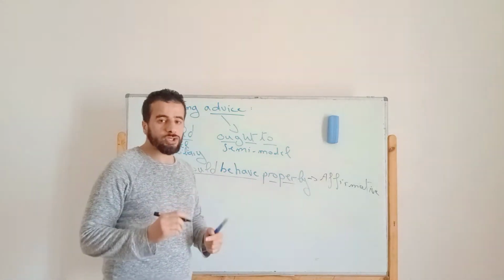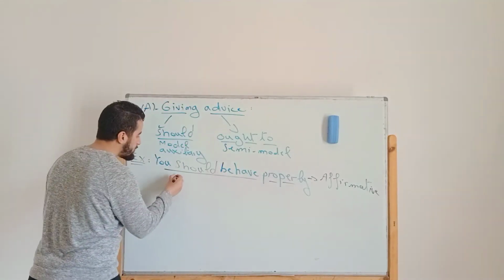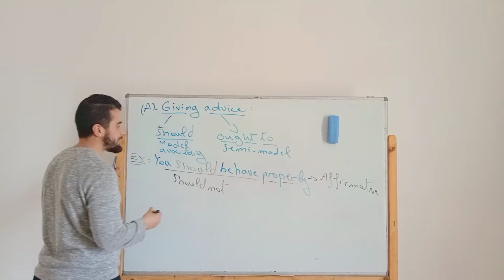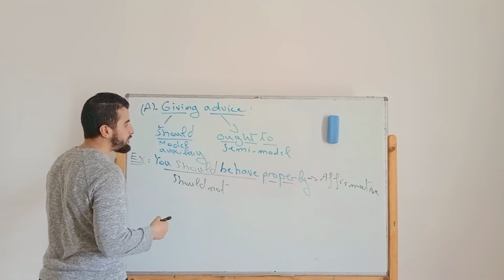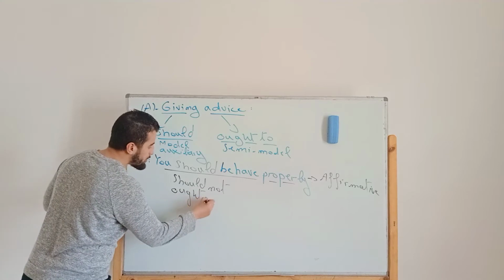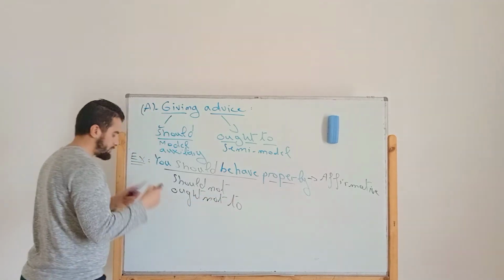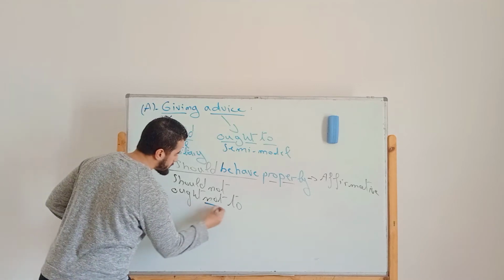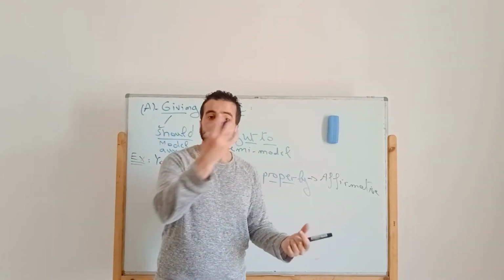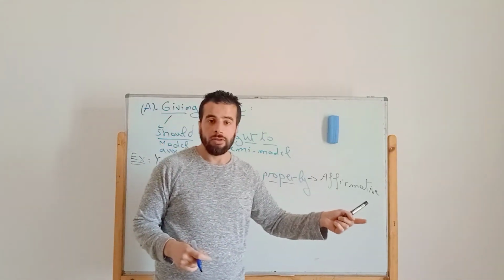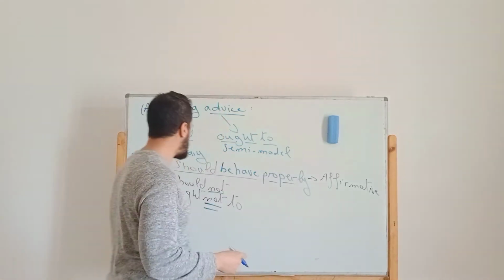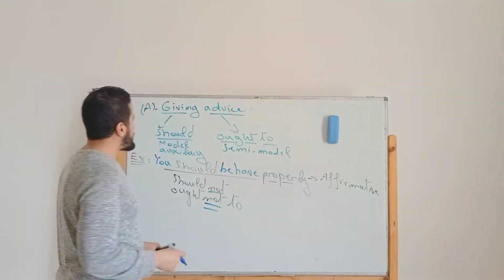Now, if you want to change it into negative, just say should not, and continue with the rest of the sentence. And as for ought to, it is not the same. You say ought not to. So not should be in the middle between ought and to. Ought not to. Not ought to not. No, do not say it like this. So, ought not to behave properly. Okay? This is giving advice.